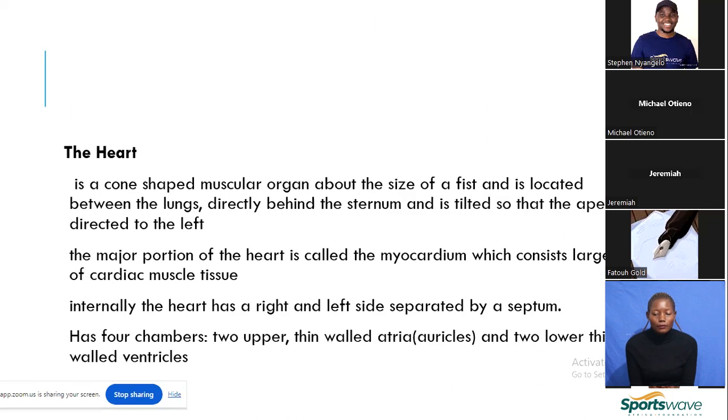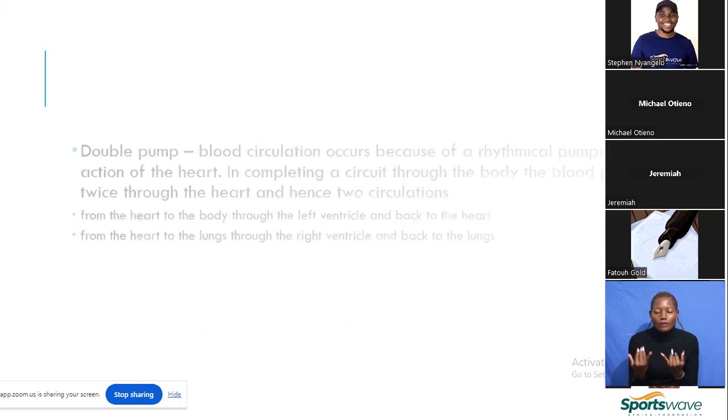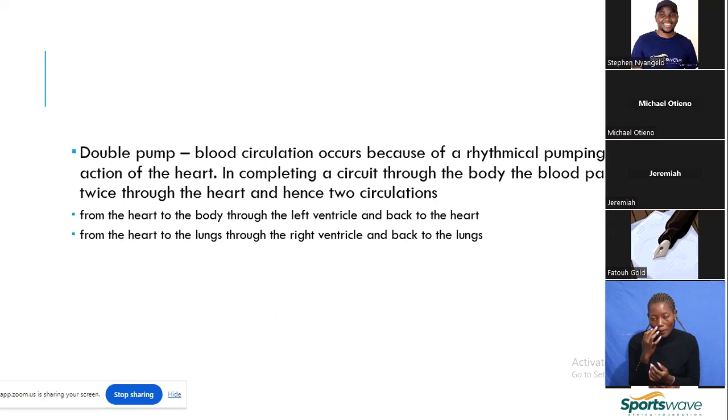Now, when we look at the cardiovascular system, the heart, a very small organ, but a very important organ. Internally, the heart has a right and a left side. It has 4 chambers, 2 upper chambers, the atria, and 2 lower chambers called the ventricles. Now, it is again very interesting the way the heart operates. It's a double pump, actually the largest pump in the body. And it operates in a twofold way.